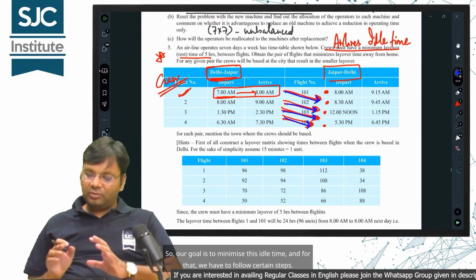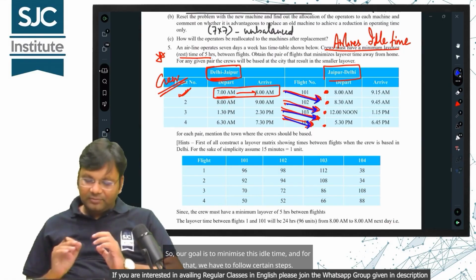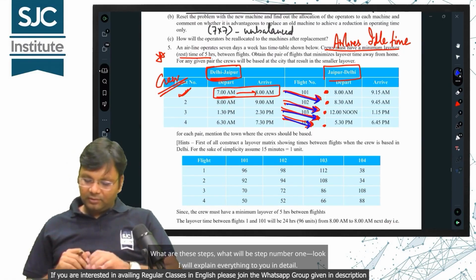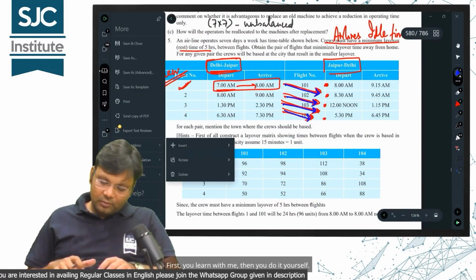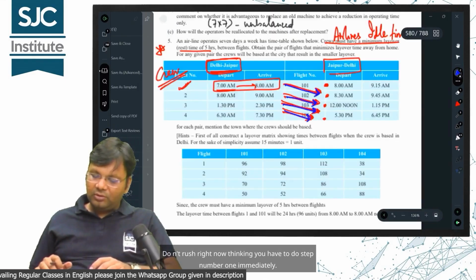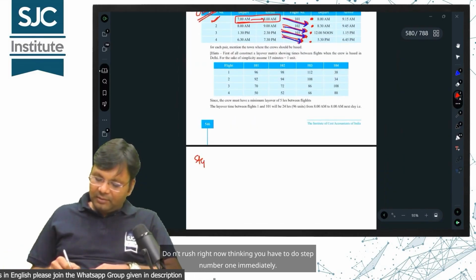So, our goal is to minimize this idle time, and for that, we have to follow certain steps. What are these steps? What will be step number 1? Look, I will explain everything to you in detail. First, you learn with me, then you do it yourself. Don't rush right now thinking you have to do step number 1 immediately.